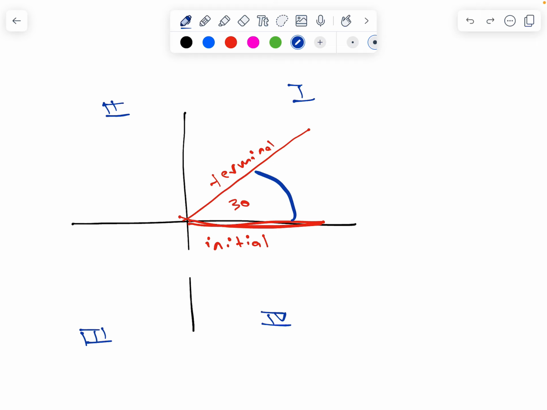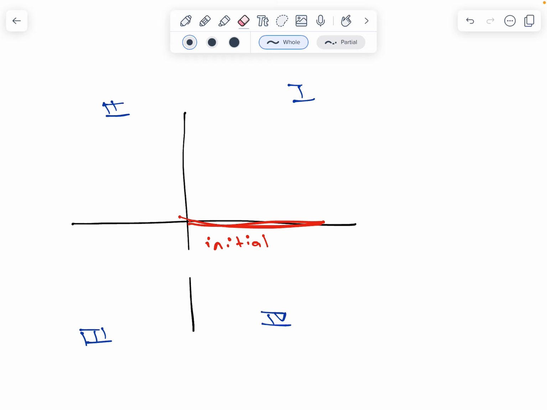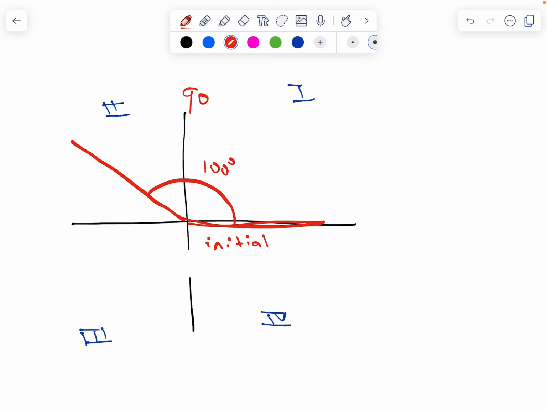But let's go ahead and rotate a bit more. Let's say we had a bigger angle. Let me erase this. Let's say we rotate 100 degrees. If we rotate 100 degrees, then 100 degrees is a little bit past 90, and this is 100 degrees. Okay, so this would be in quadrant 2.